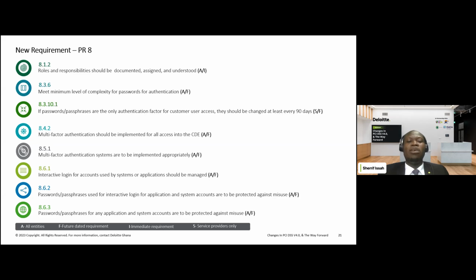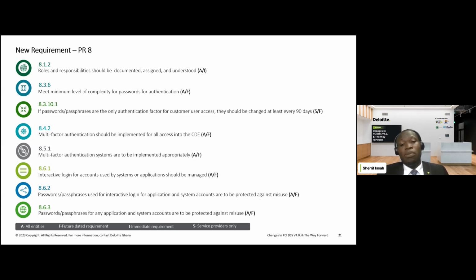Of course, it also gives room to systems that may not support that password length to have a minimum of 8 characters. Then 8.3.10.1 also says that passwords and passphrases, if they are the only authentication factor for customer user access, need to be changed at least every 90 days. So this is a requirement specifically for service providers.